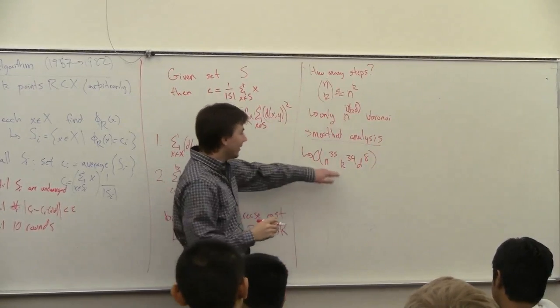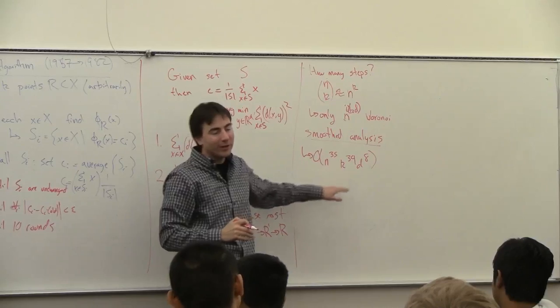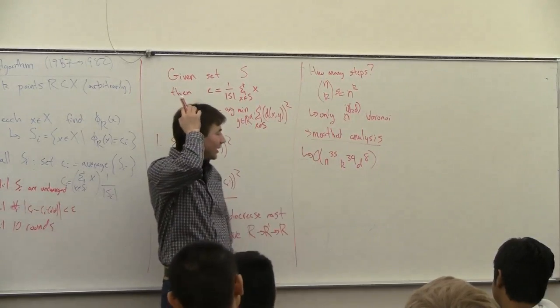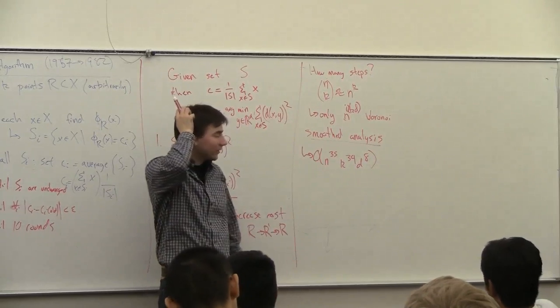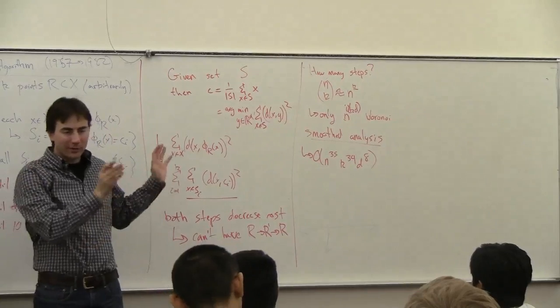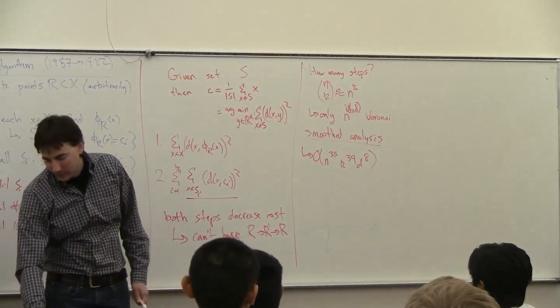So it doesn't really take this long. Although there are examples, people have created these examples, where it takes something like a large polynomial of n and d, n and k. So you can create weird examples where this happens.